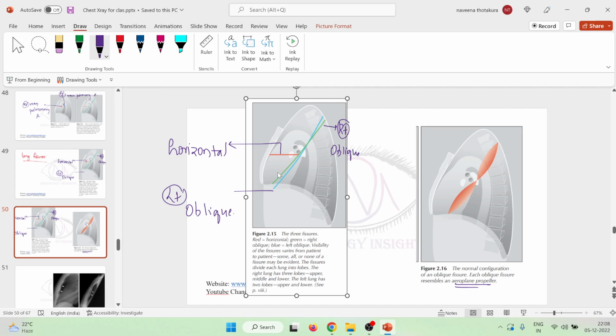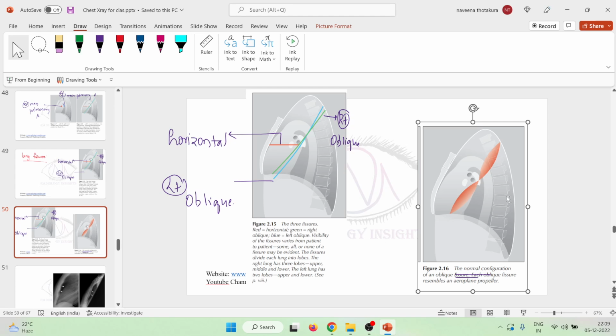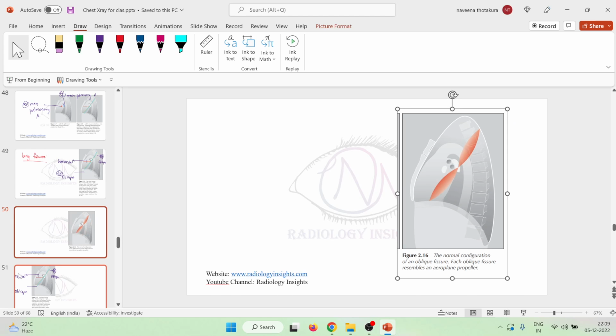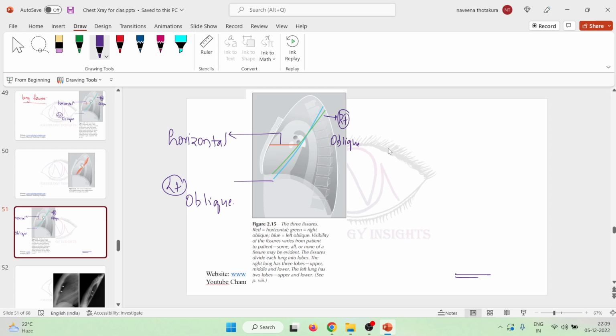Now the right oblique fissure lies 4 to 5 centimeters posterior to the sternum. That is number one. Whereas the left oblique fissure is positioned more posteriorly.